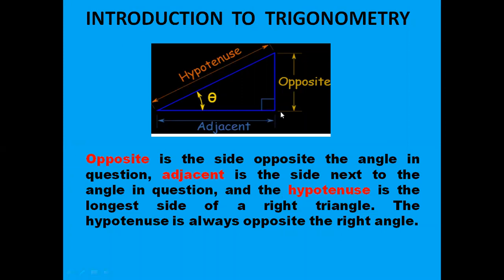This is the right angle triangle. Right angle is at this point. This is the theta angle. So opposite is the side opposite the angle. So this is the angle and this is the opposite side. Adjacent is the side next to the angle. This is the adjacent side. And hypotenuse is the longest side of the triangle and it is opposite to the right angle. This is the right angle. To this, opposite is this side. This is the hypotenuse.